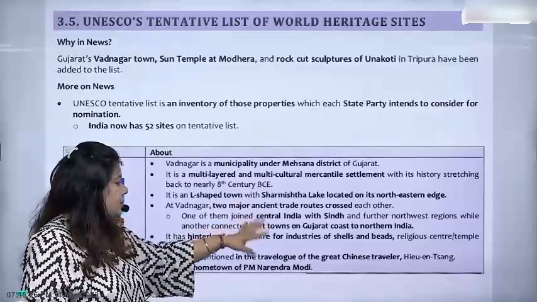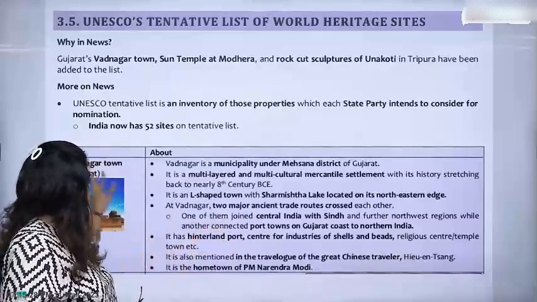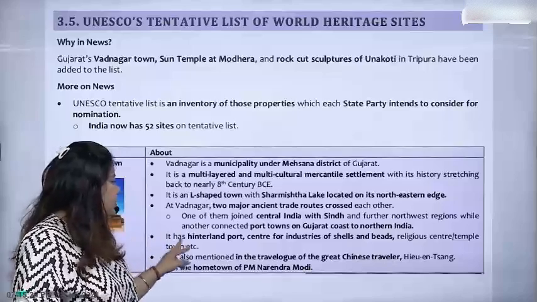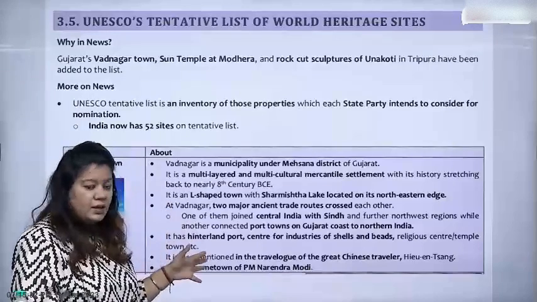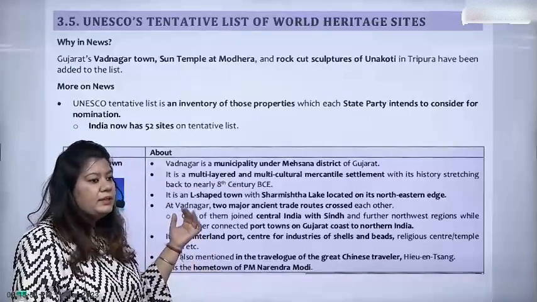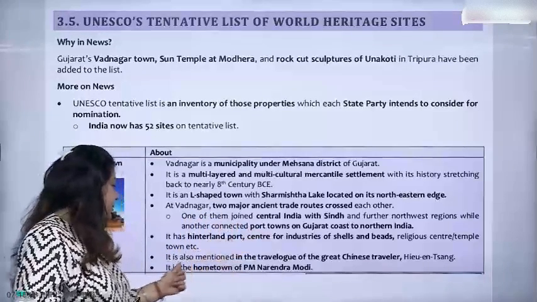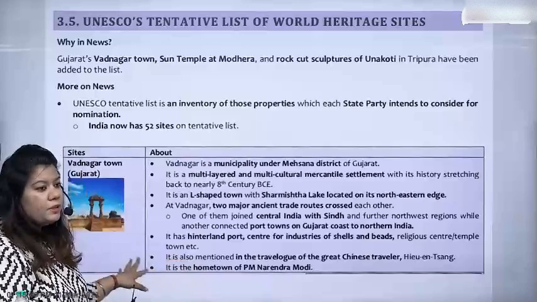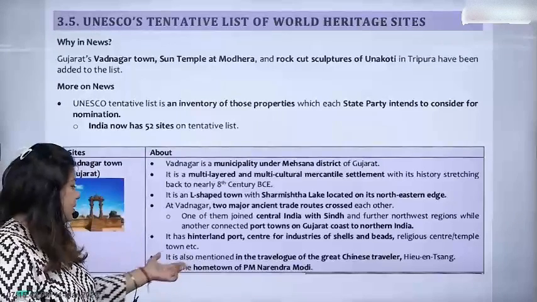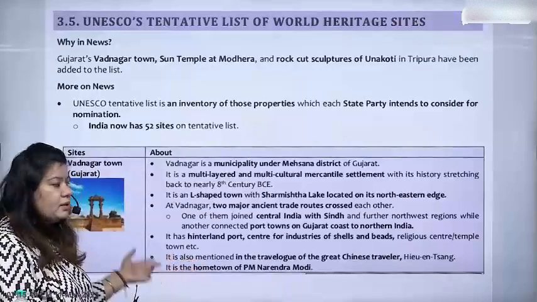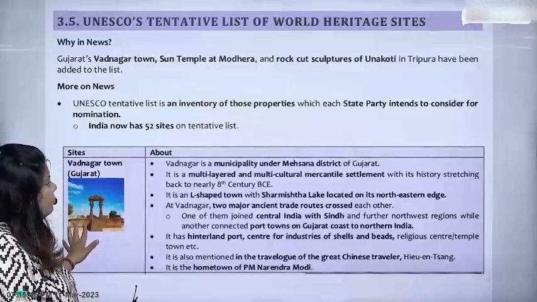Major ancient trade routes crossed each other at Vadnagar town. Also, it is a port city. Industries were set up there for shells and beads. It has also been mentioned by the Chinese traveler Huan Sang. So that's why this town is also important.